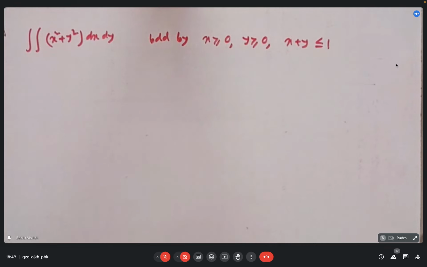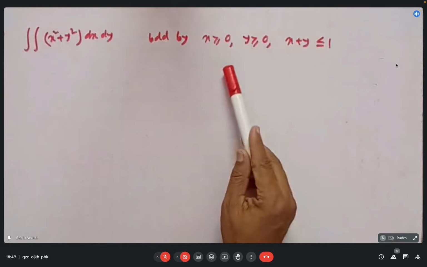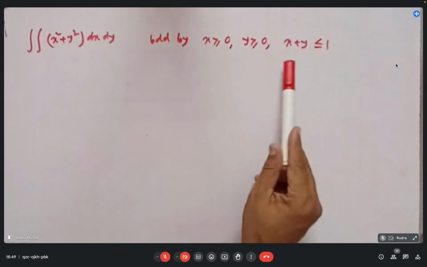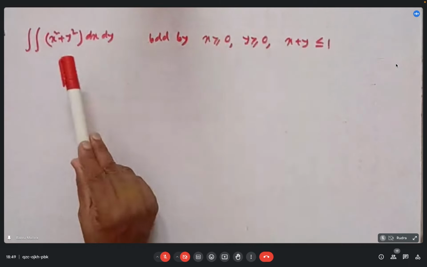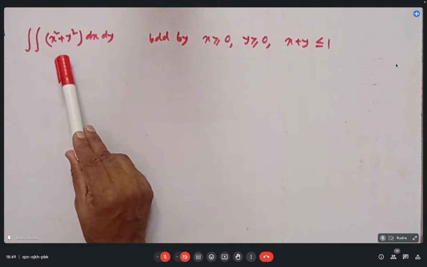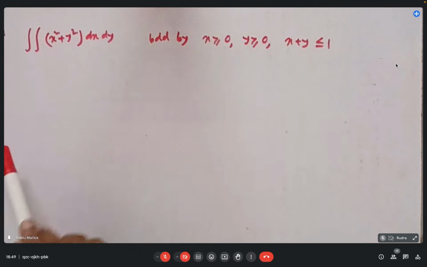So here the region is given in this way, x greater equal to 0, y greater equal to 0 and x plus y less equal to 1, and we shall integrate this. Write the solution, we shall start from here.